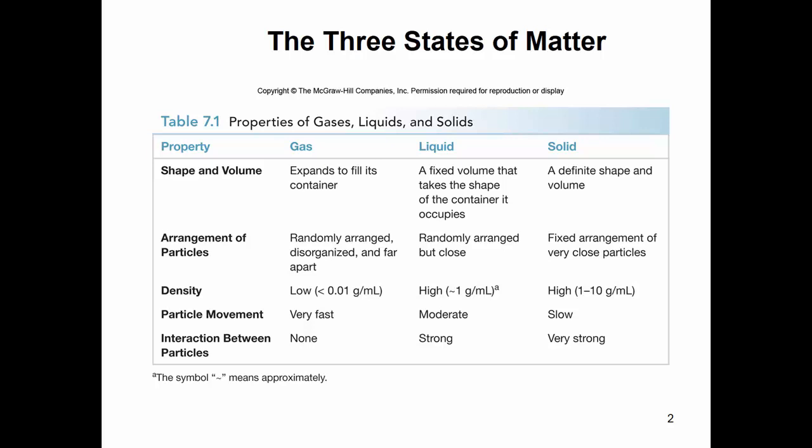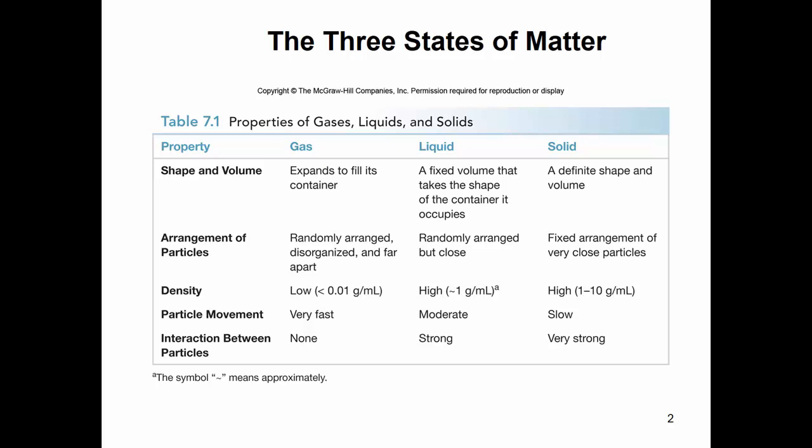Alright, so we have three states of matter: gas, liquid, and solid. And if we compare each of these, gases are what our focus is in these next series of videos. Gases expand to fill any container. So they're randomly arranged, just organized, and they're very far apart. Because the molecules are very far apart, their density is very low. And they're also moving very fast. And there's no interaction between these molecules since they're so far apart.